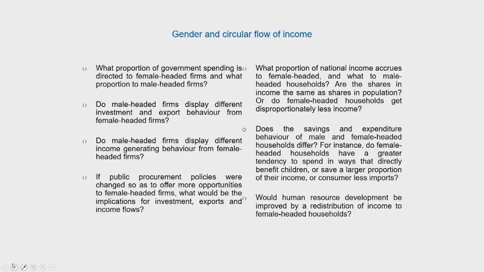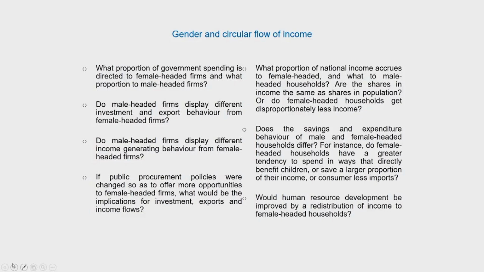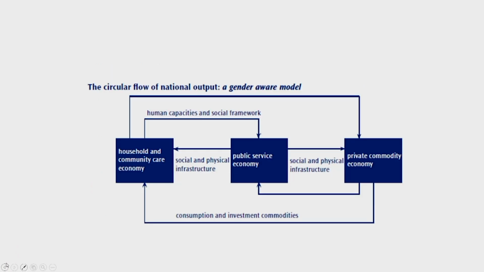So what are the questions that these circular flow of income models, by engendering the macroeconomic models, can go on to ask? They can ask the following questions. First, what proportion of government spending is directed to female headed firms and what proportion to male headed firms? In the gender aware model, as you have seen here, the private commodity economy can also be disaggregated in terms of male headed firms and female headed firms, and then we can ask questions about the wealth created by male headed firms and female headed firms and so on. So that is one way of engendering macroeconomic models.